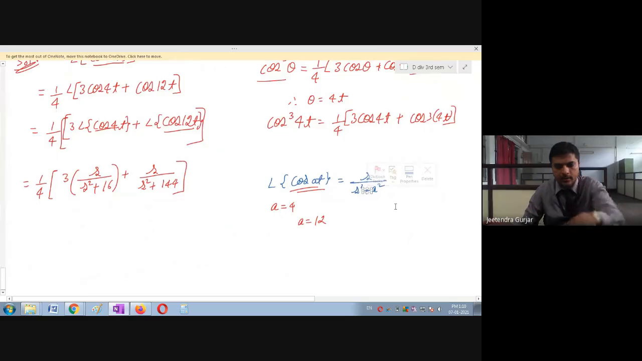So here you can see this value is minus. Is it clear students? Any doubt? So here also you can see this value will become minus. Is it clear students? Okay, so here you can see s upon s square minus 16 plus s upon s square minus 144. Is it clear students?